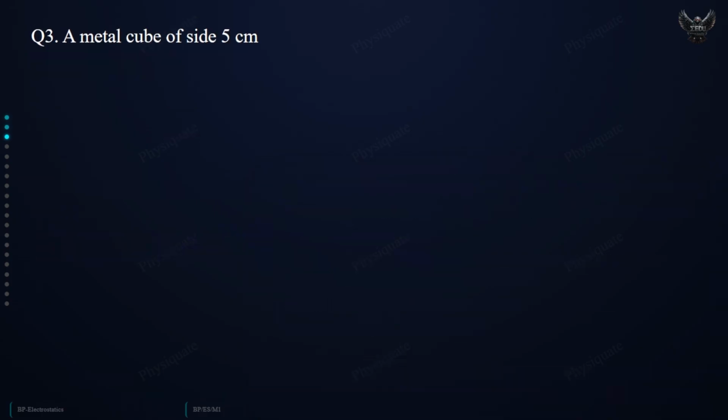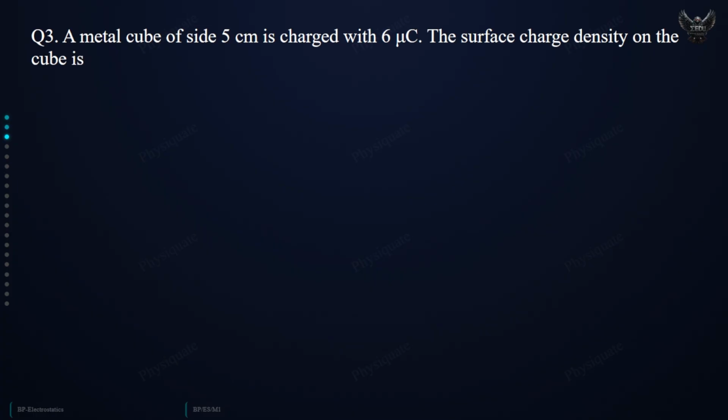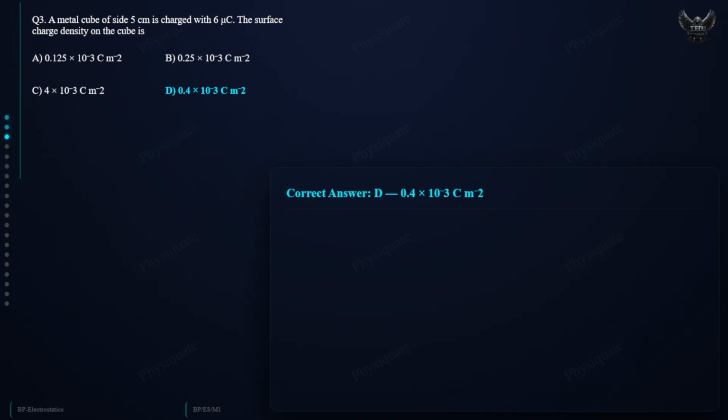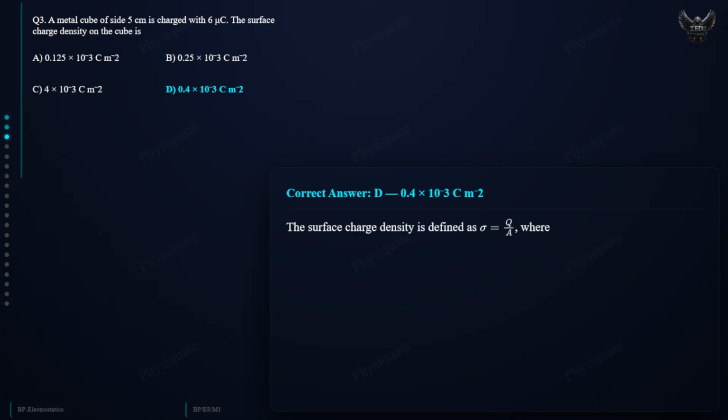Question 3. A metal cube of side 5 cm is charged with 6 microcoulomb. The surface charge density on the cube is. Correct answer is option D. The surface charge density is defined as sigma equals Q divided by A, where Q is the total charge and A is the surface area. Now let us consider surface charge density.